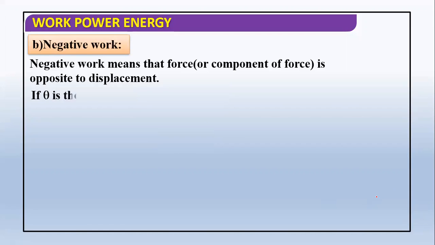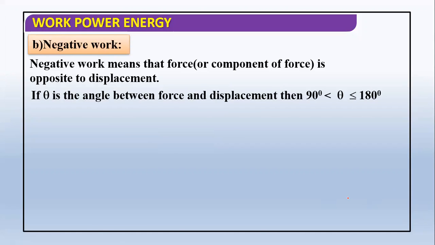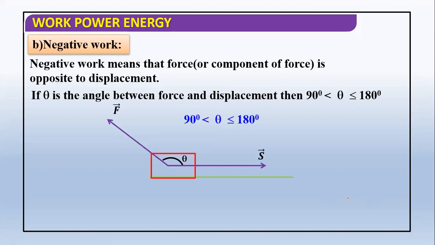Now we will see negative work. In what cases do we have negative work? You can see the diagram. Negative work means that the force or component of force is opposite to displacement. You can see the force is like this, making an angle greater than 90 and less than 180. The component of force is in the backward direction, opposite to the displacement. The angle theta between force and displacement is greater than 90 and less than 180, so an obtuse angle. In this case, we have negative work.